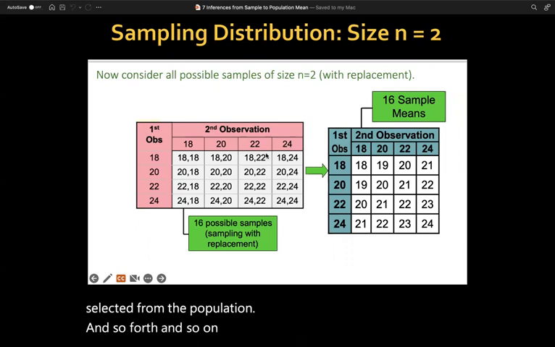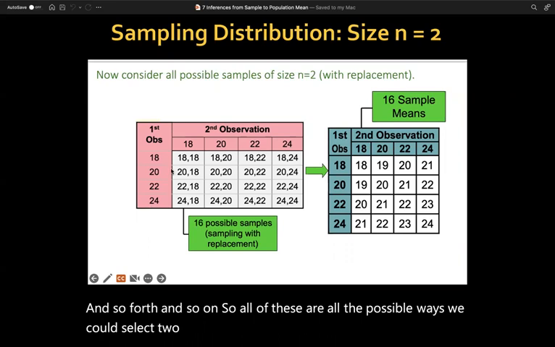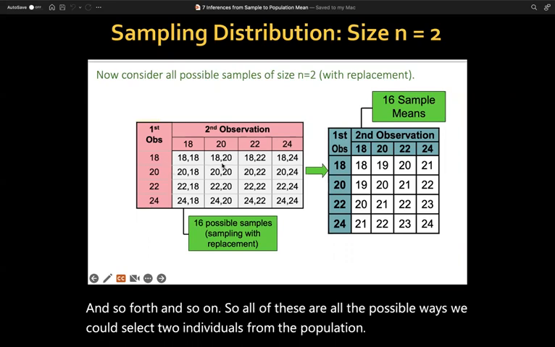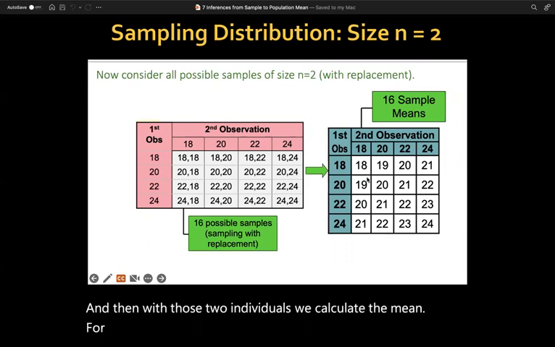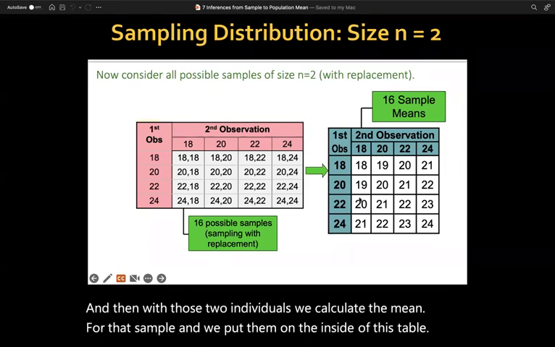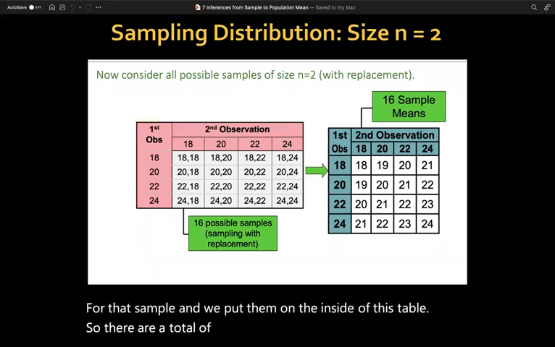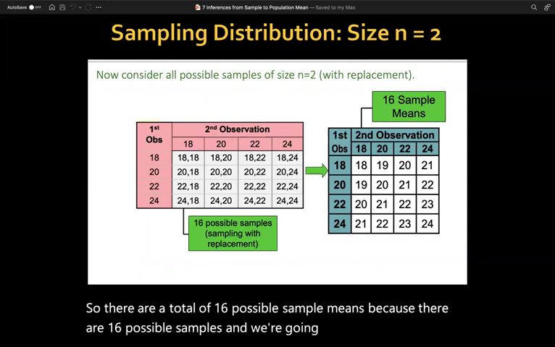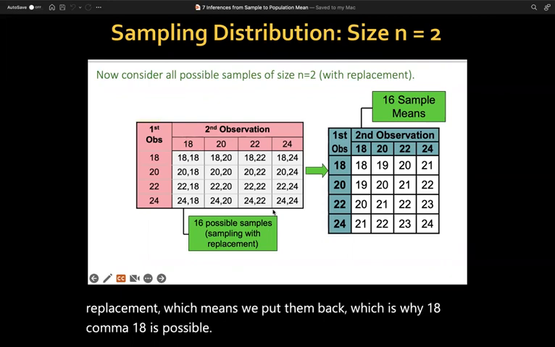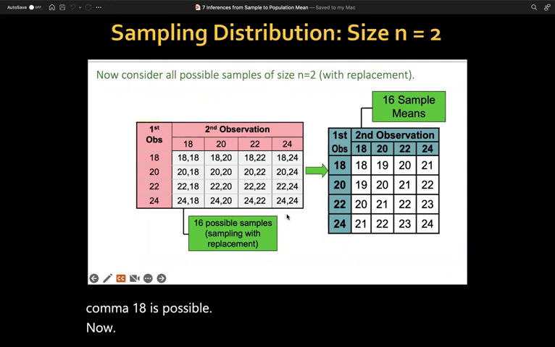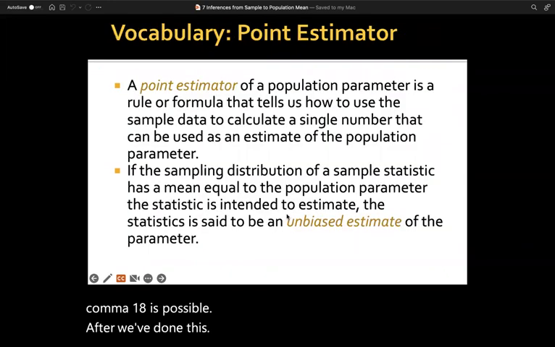So all of these are all the possible ways we could select 2 individuals from the population. And then with those 2 individuals, we calculate the mean for that sample, and we put them on the inside of this table. So there are a total of 16 possible sample means because there are 16 possible samples. And we're going to sample with replacement, which means we put them back, which is why 18, 18 is possible. Now, after we've done this, let's take a look at what happens.